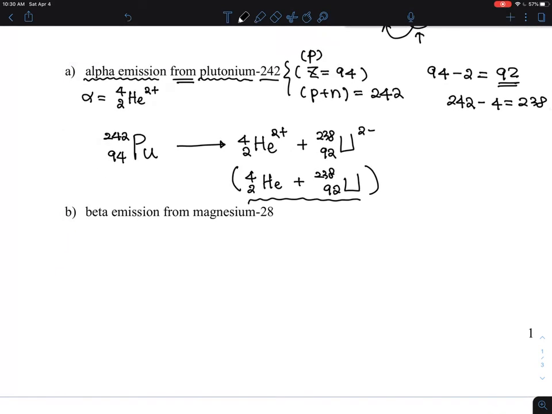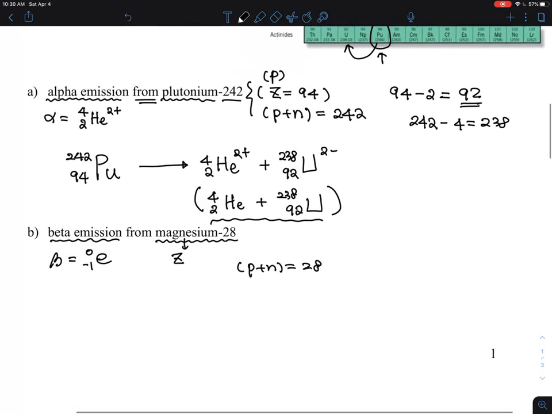Okay, so let's go to the second one, which is a beta emission. So beta is, what was it? It was the electron. Okay, so that was just the name. The beta was electron, so -1 and 0. No mass, the -1 charge, or -1 proton, quote unquote, if you want to think about it. And magnesium 28. So 28 means protons plus neutrons is 28, but it didn't say anything about the Z number, right? So the Z number should go up.